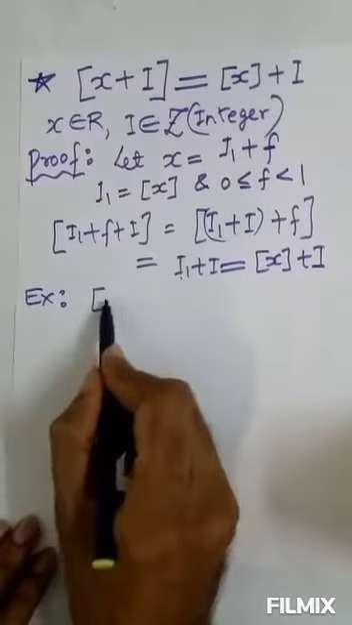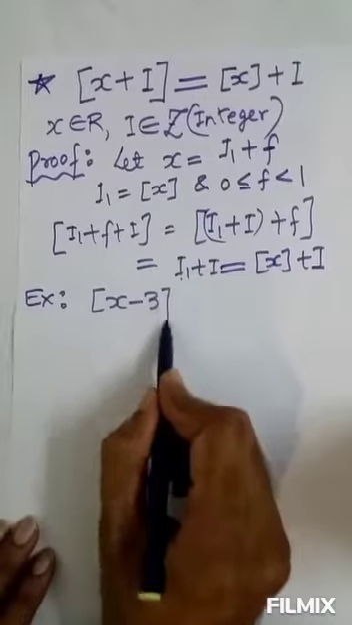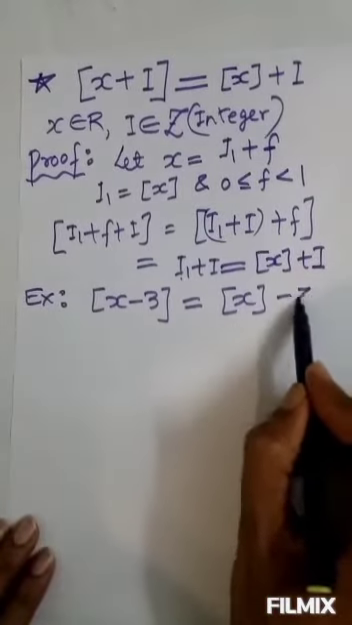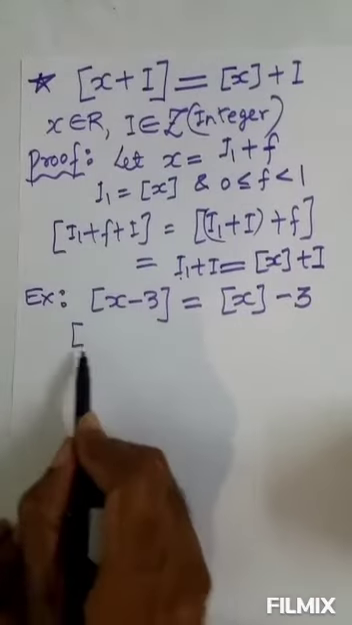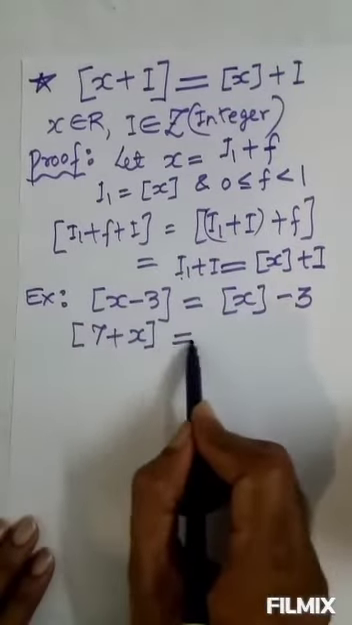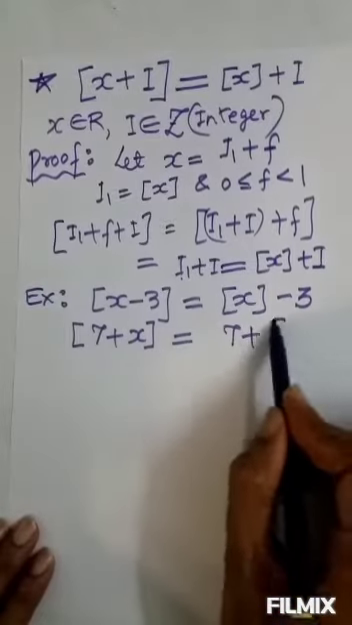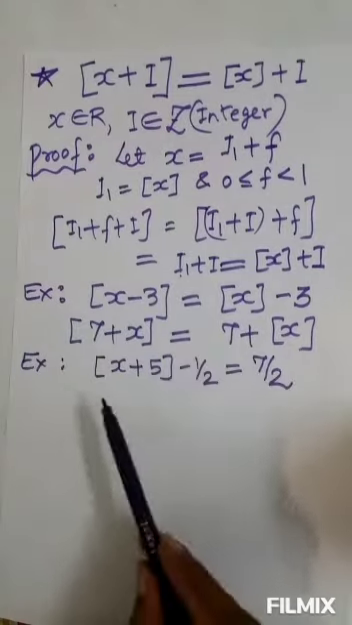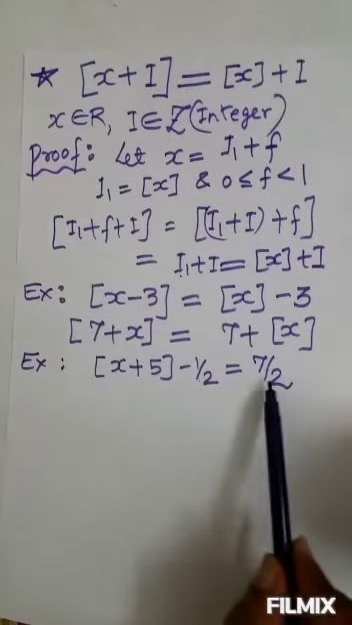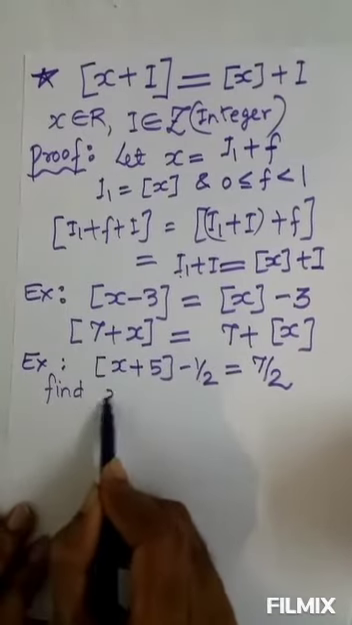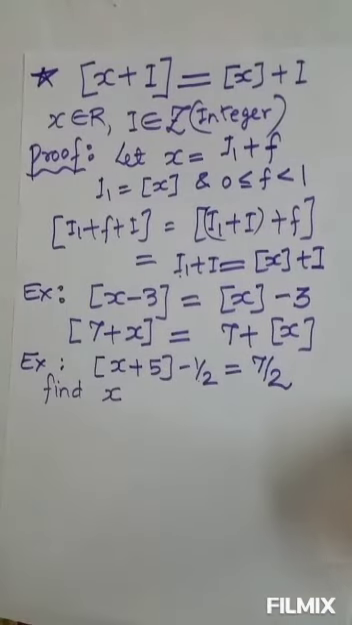Okay, so greatest integer of x minus 3 you can write as greatest integer x minus 3, and greatest integer of 7 plus x we can write as 7 plus greatest integer x. So if greatest integer of x plus 5 minus half equals 7/2, what is x, or what is the range of values of x? Just try.